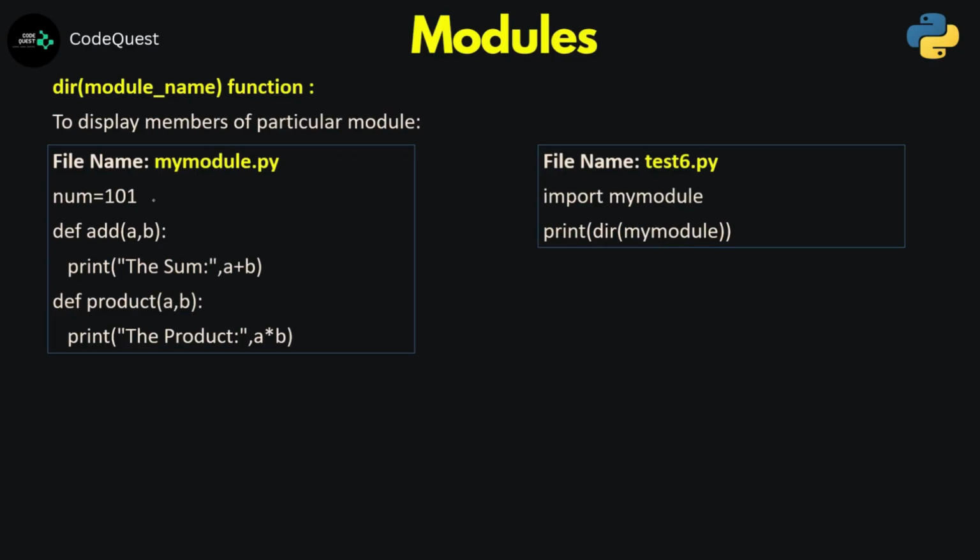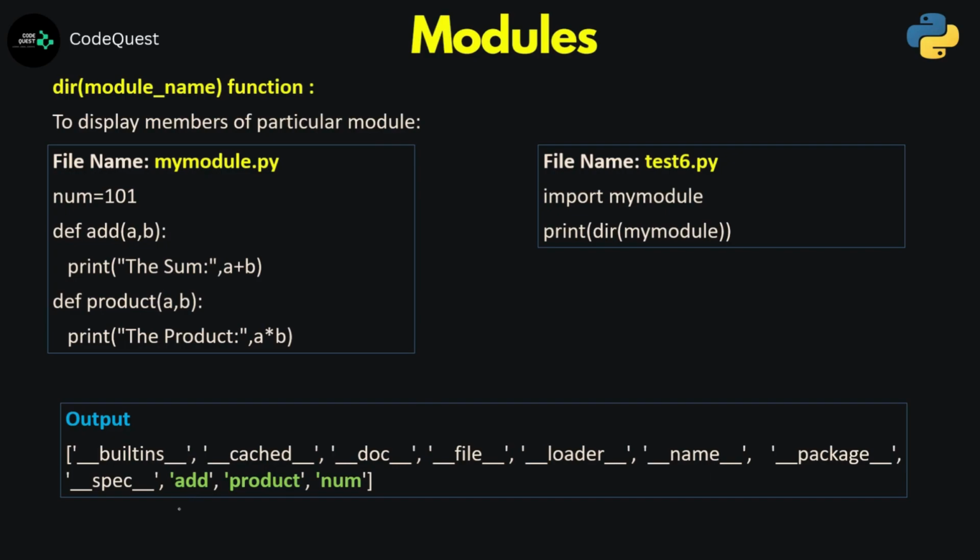As we can see here, mymodule has three members: add, product, and num, which are originally present in this particular module. Apart from these, the remaining special members are also getting displayed by the dir function.